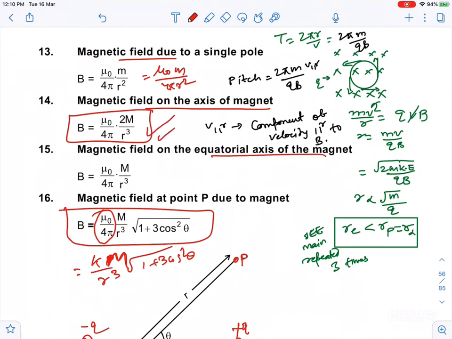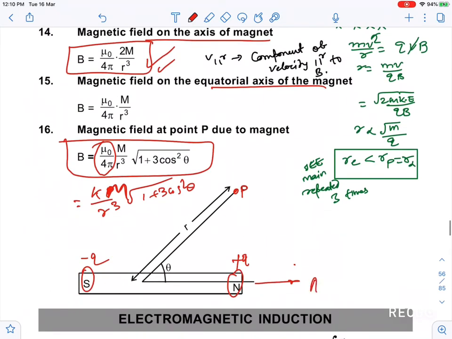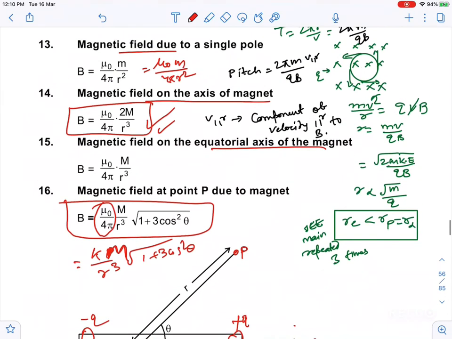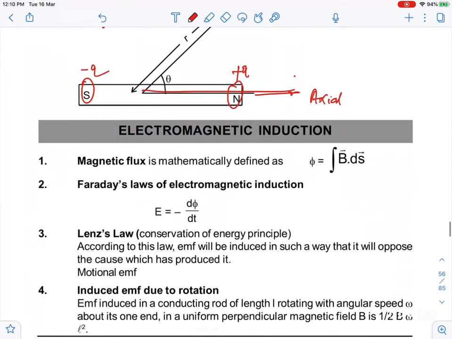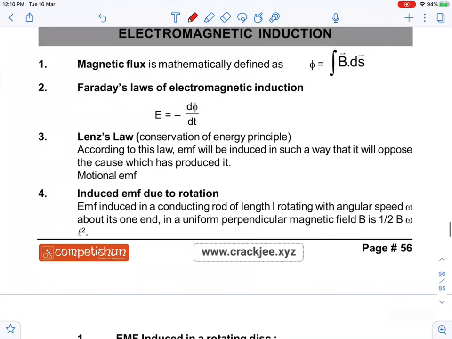Here I can replace this with m only. So if it is axial position, this is the axial position, theta becomes 0 degrees. So theta becomes 0, this becomes mu naught by 4 pi 2m by r cube, and at equatorial position theta becomes 90 degrees. So this is the formula.